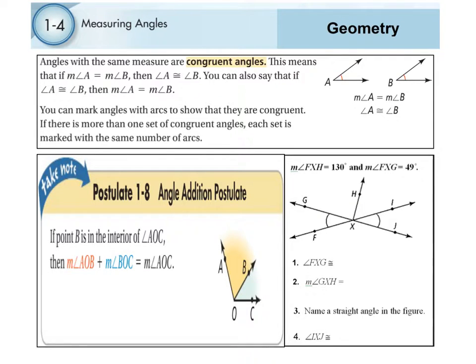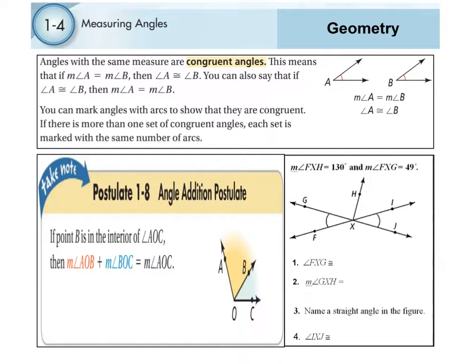Section 1.4, we're going to talk in this little segment about congruent angles. Angles with the same measure are congruent angles. This means that if the measure of angle A equals the measure of angle B, then angle A is congruent to angle B. You can also switch it around: if angle A is congruent to angle B, then their measures are equal.